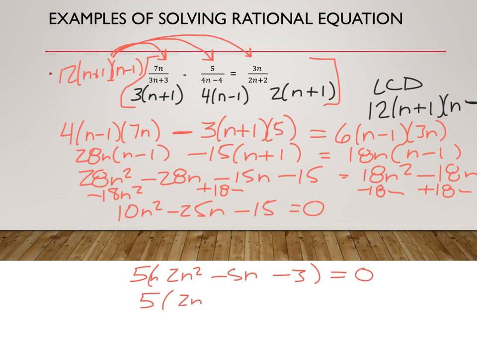Factoring this, I'd have 2n and n, and using trial and error, 3 and 1 are my only factors. If I put a 3 here and a 1 there, that's 6n and 1n, and I need a minus 5. And therefore my solutions would be a negative 1/2, because that makes this 0, and a positive 3.